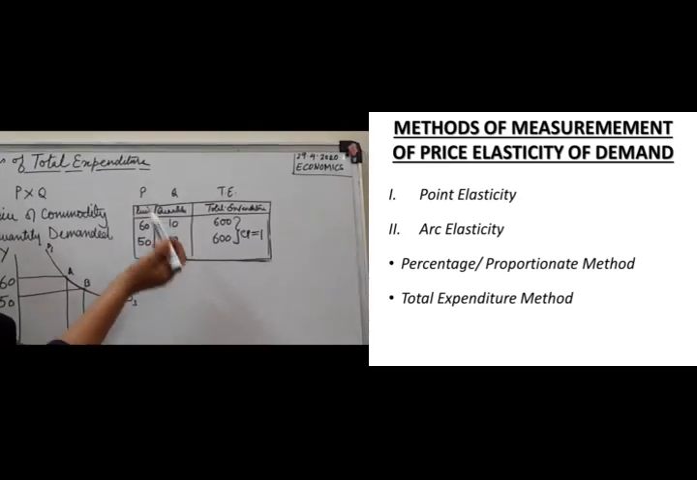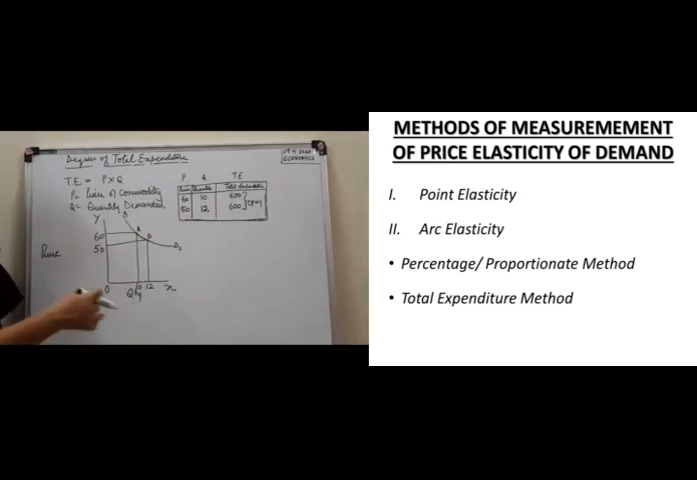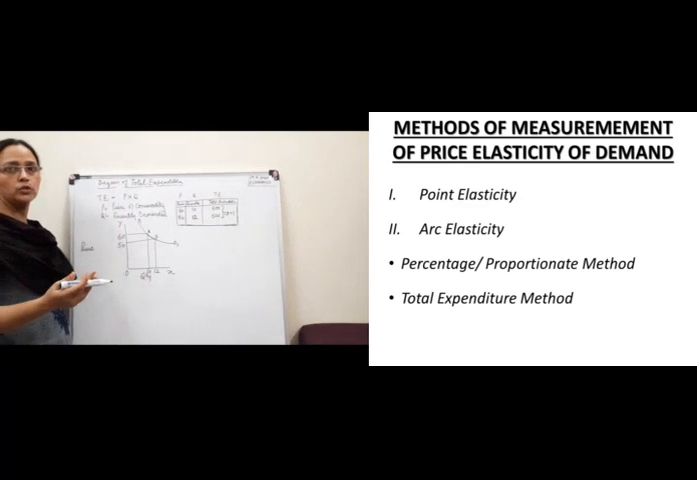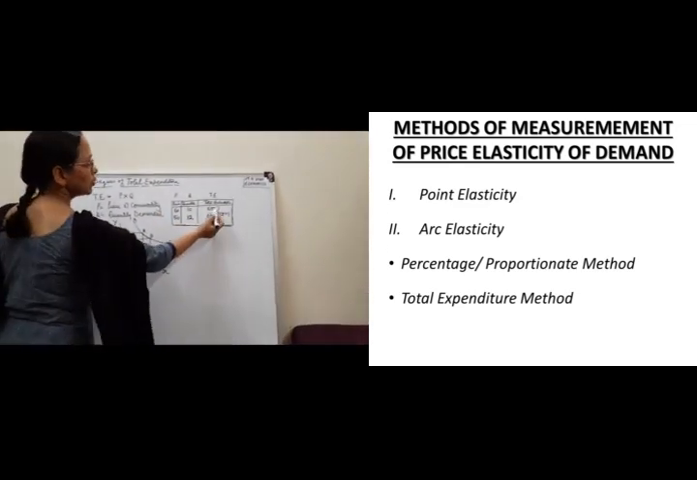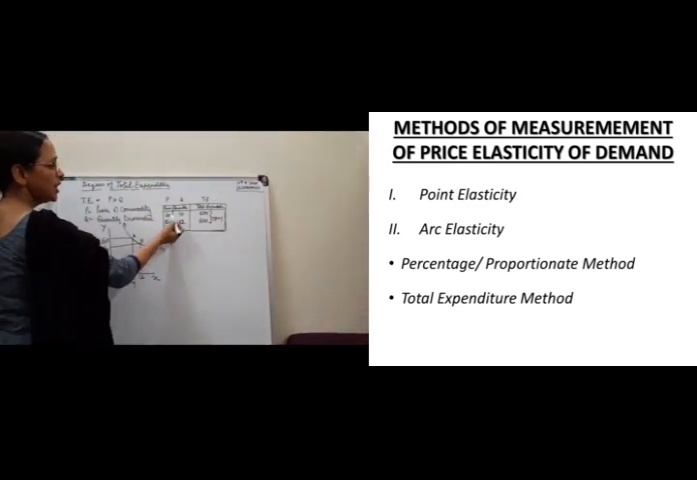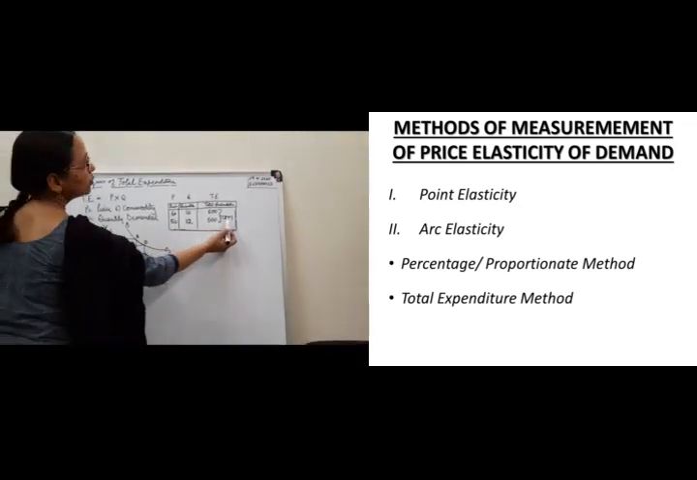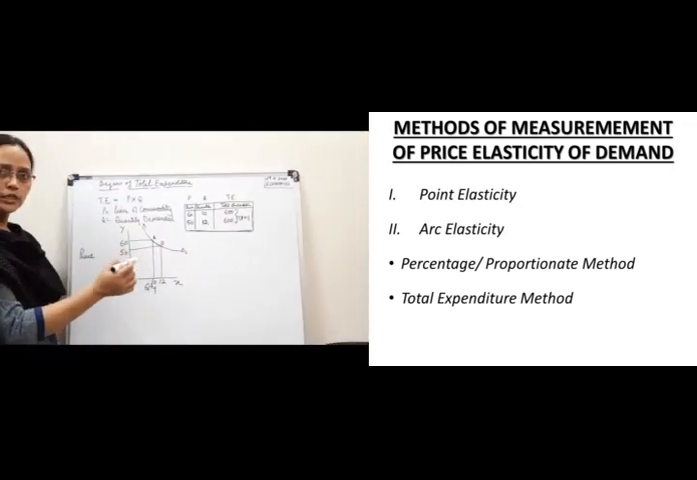What do you mean by this? That means when the total expenditure does not change, it remains the same. The total expenditure remains the same in spite of change in price. Then you term it as unitary elastic demand, right?